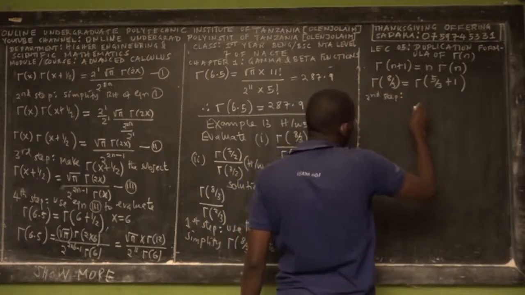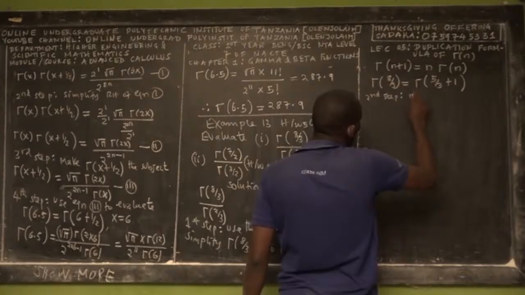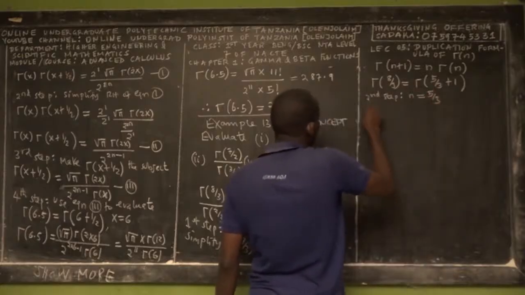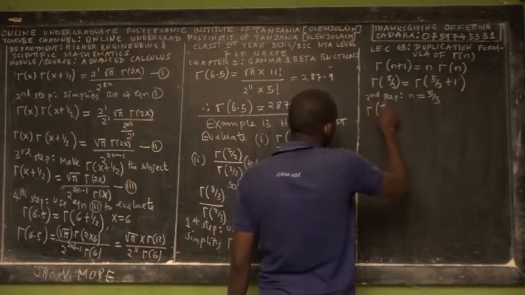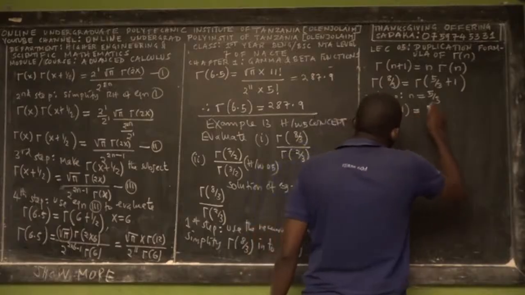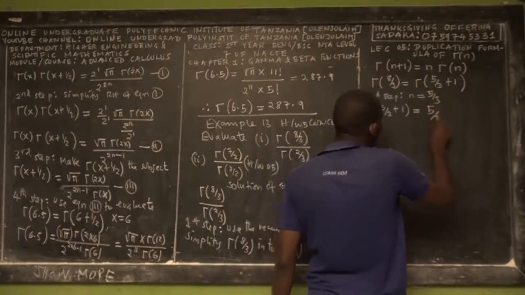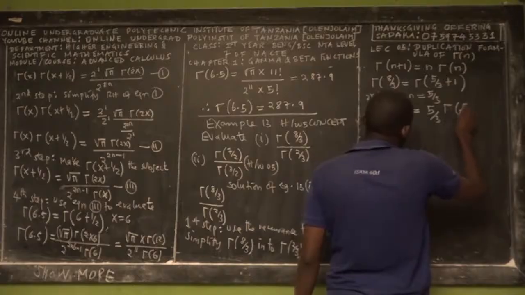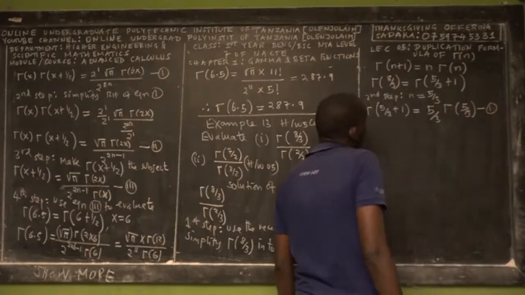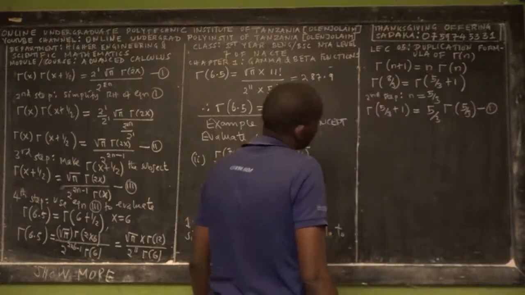Second step, n is equal to 5 over 3. So if that is the case, gamma of 5 over 3 plus 1 is equal to n, which is 5 over 3, gamma of 5 over 3. So this is the first equation.